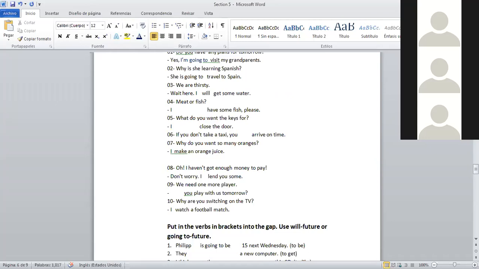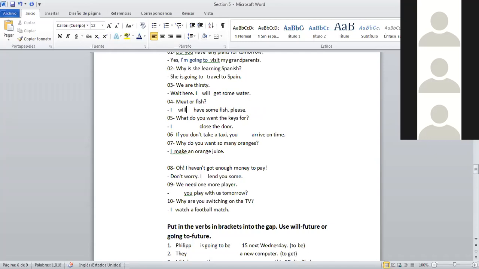Now, meat or fish? I will have some fish. Because it's spontaneous, right? When you go to a restaurant, they ask you, meat or fish? It's spontaneous, you say, I prefer meat. I'll have some fish, please.